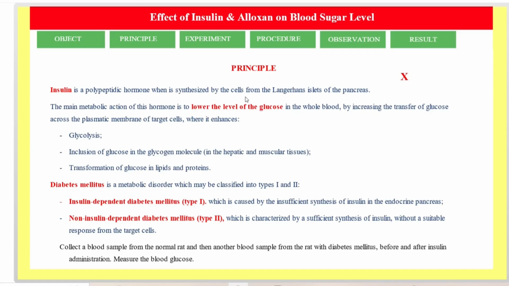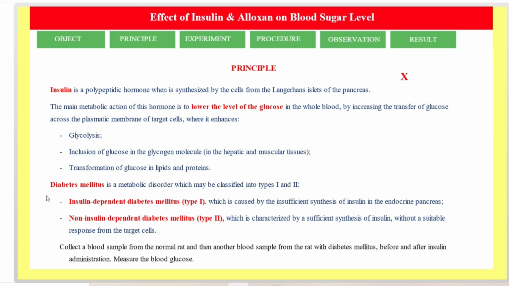So it is a polypeptide hormone produced by the beta cells of the islets of Langerhans of the pancreas, and its main function is lowering the blood glucose level in the body by using it to produce energy, storing it as glycogen, and transferring it to the formation of lipid and protein. So here it is showing the insulin functions and its importance in the body.